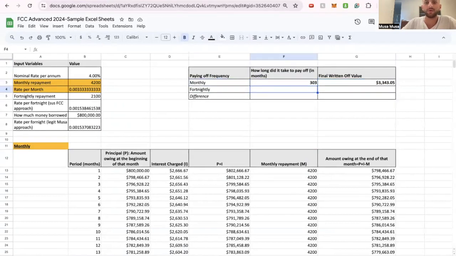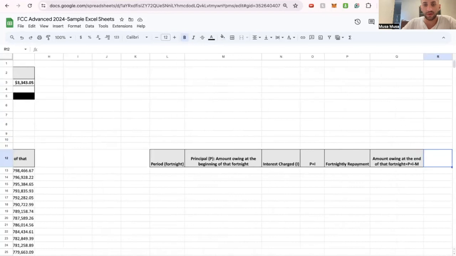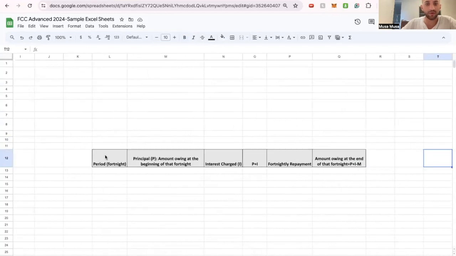So now let's make this black because that's a useless position. So now let's do the fortnightly one. Okay, so it's all going to be very similar. This is how I want you to set up your table. Periods in fortnight, principal, interest charge.